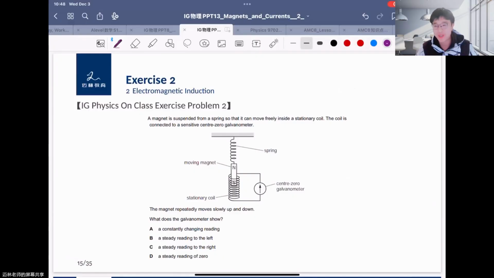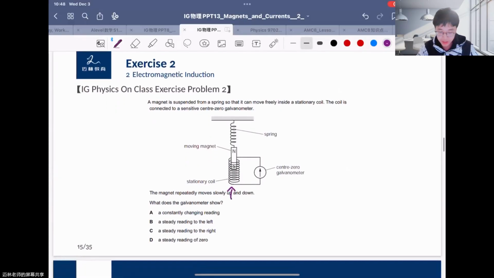So let's try to solve the problem together. The question is: a magnet is suspended from a spring so that it can move freely inside a stationary coil. Here's the coil, and the coil is connected to a sensitive central ammeter. What does the ammeter show? Here we have A to D: A is a constantly changing reading, B is a steady reading to the left, C is right, and D is reading zero.